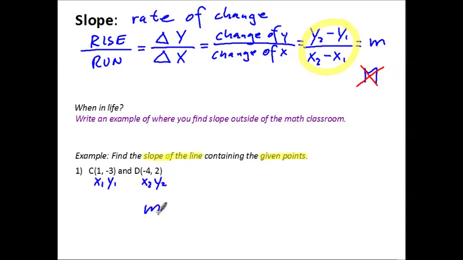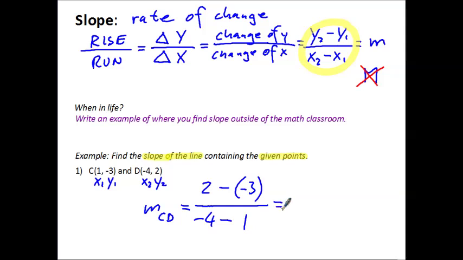So the slope for the line CD, I'm going to call this line CD, is equal to y2, which is 2, minus y1, and that is negative 3. So make sure you don't get confused with the minuses. I'm going to tell you that is the most common mistake made with the slope formula. Over x2, which is negative 4, minus x1, and that is positive 1. Okay, so let's go ahead and solve this.